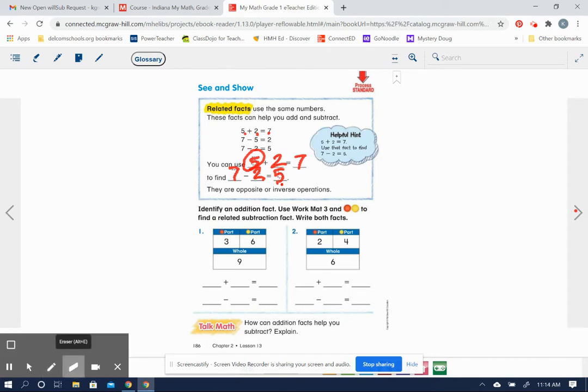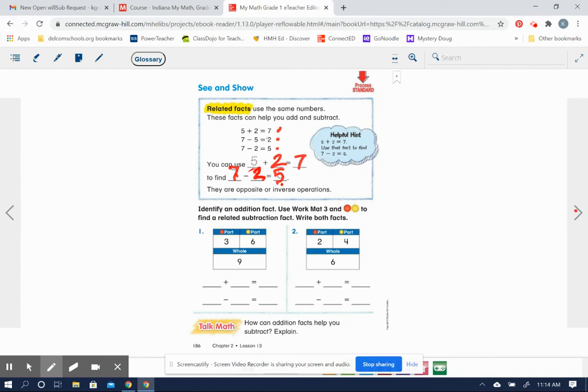Because I made my lines a little bit big, let me erase this so you can see these sentences up here. Okay, all of these have 5, 2, and 7. So these are all related. So when we're trying to find the answer to a subtraction problem, we can use what we know about addition in order to find that answer.